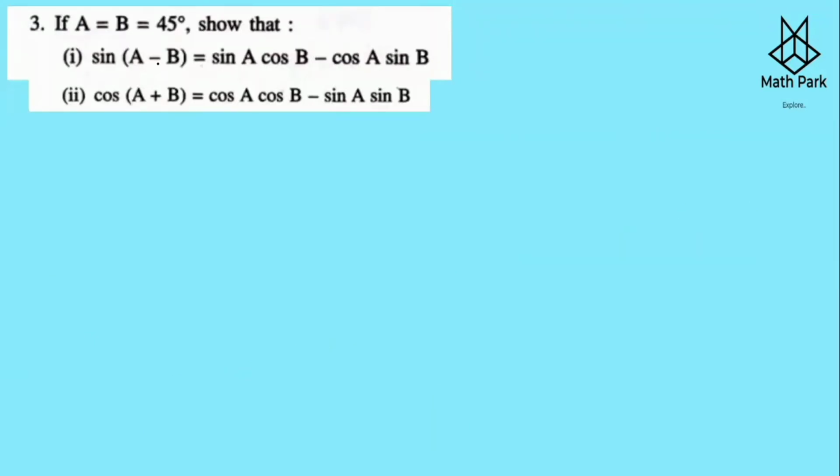If A is equal to B is equal to 45, show that sine A minus B is equal to sine A cos B minus cos A sine B. So we start with the first one. Let us take LHS of this. So sine A minus B, that is sine of 45 minus 45. So sine 45 minus 45, that is sine 0. And sine 0 is equal to 0.